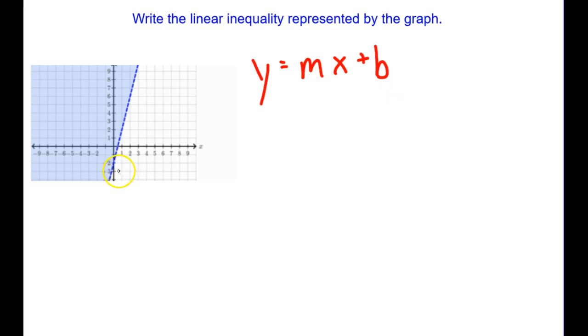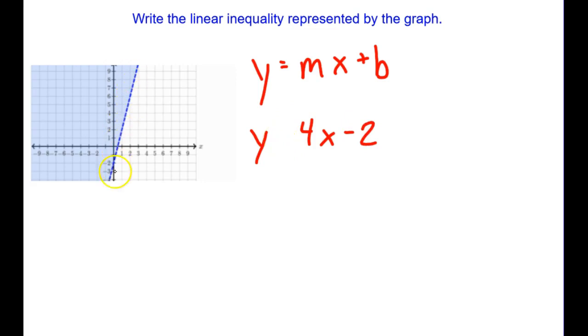Our y-intercept, we can see by the graph, is -2. And using 2 points that are easy to work with, (0, -2) and (1, 2), we can identify the slope. We'd go up 1, 2, 3, 4 over 1. So slope is 4, y-intercept is -2. So we know this has to be in the form y compared to 4x minus 2. Now we have to determine what inequality symbol would go here.